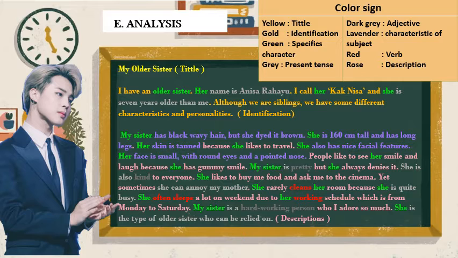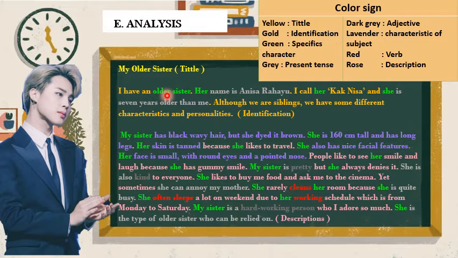After we read the text, we will do the analysis of the text. Here the text color has changed into colorful and every color has some meaning. You can see the color sign on the box to know the meaning of it. So let's start the analysis. For the first, we can see My Older Sister in yellow color. It means the title of the text. The first paragraph is identification. It's shown with golden color.